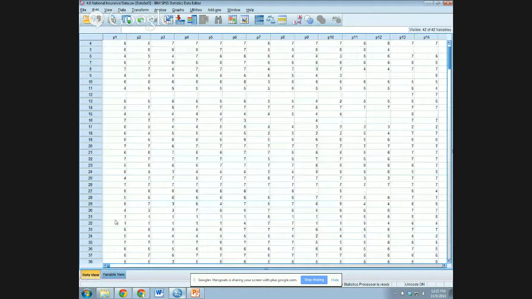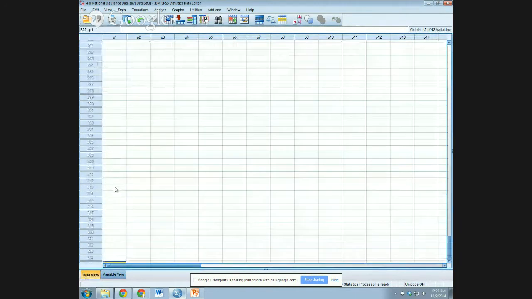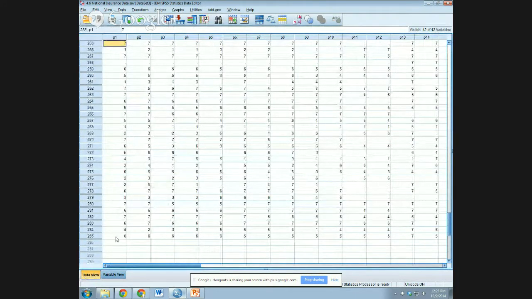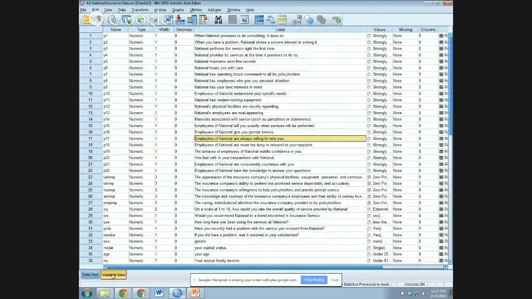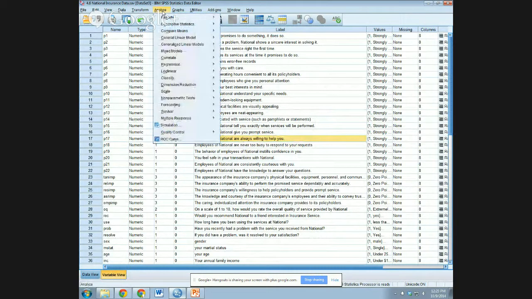several people. Let me see how many people I have sampled. I've sampled about 285 people. And I want to know if the mean of this sample is significantly different from the mean of the population. So what will I do? I will go to Analyze, Compare Means, One Sample t-test. Now I just want to make a mental note that that variable name was P17, okay?